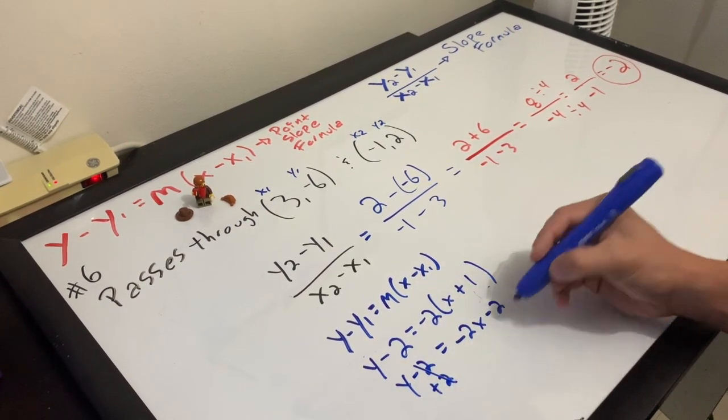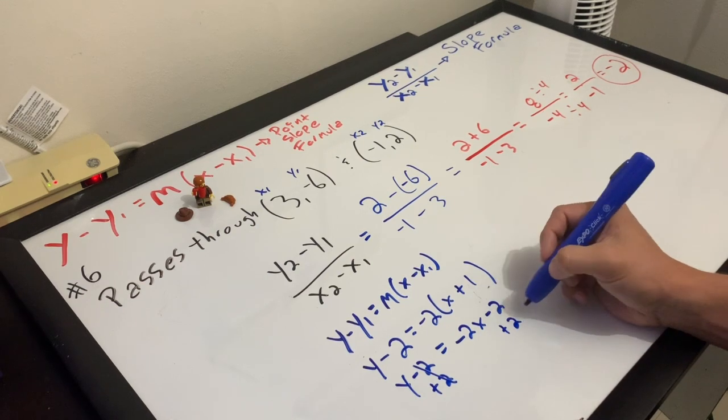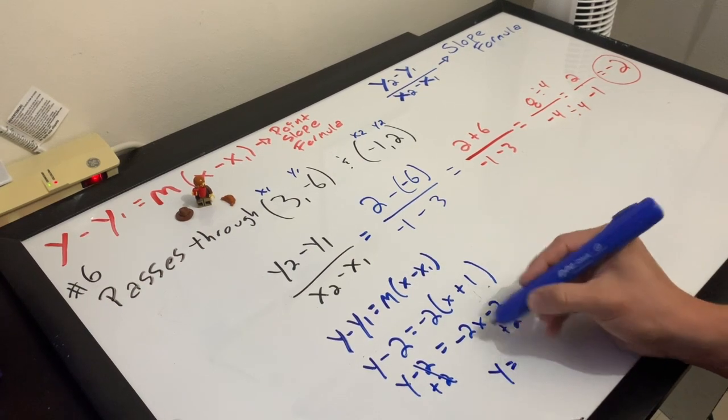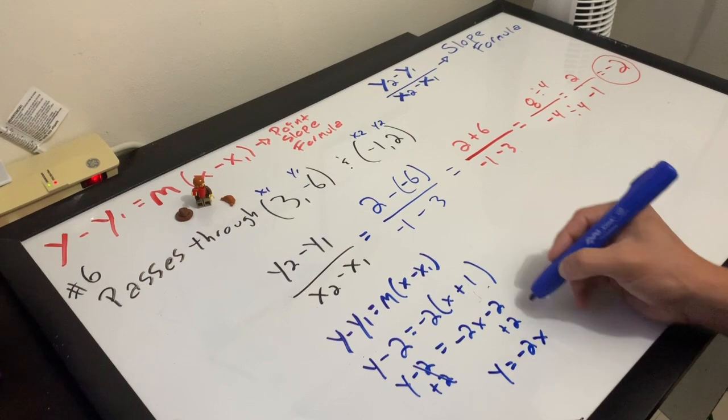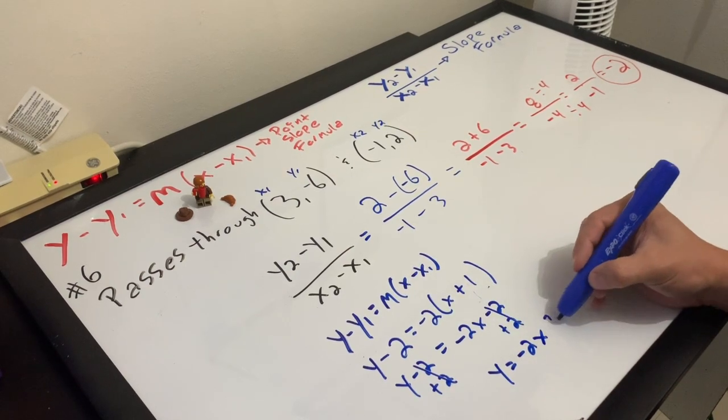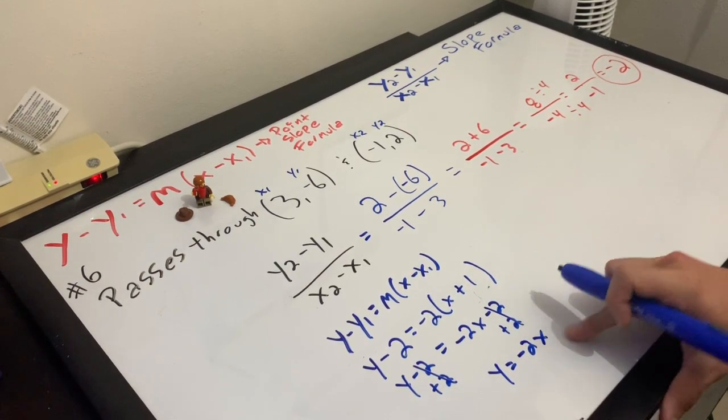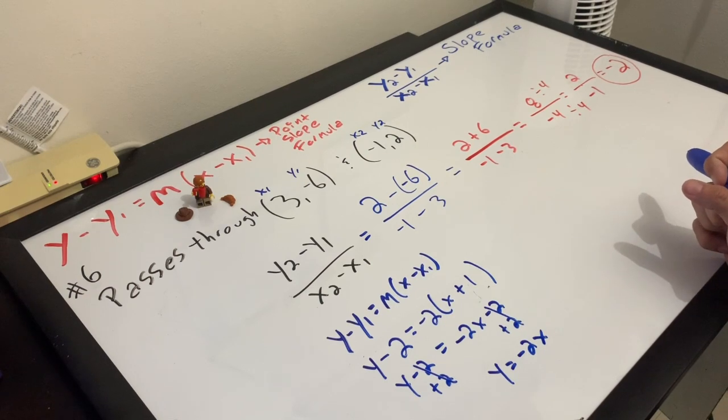Add 2 here, cancels out. Add 2 here, that happens to cancel out. y equals negative 2x. In this case, there's no y-intercept, which I'll let you try to figure out what that'll look like on a graph.